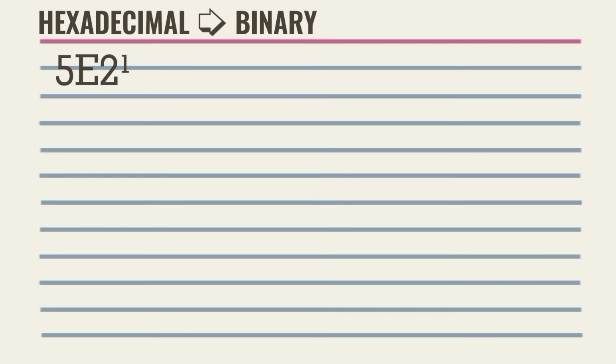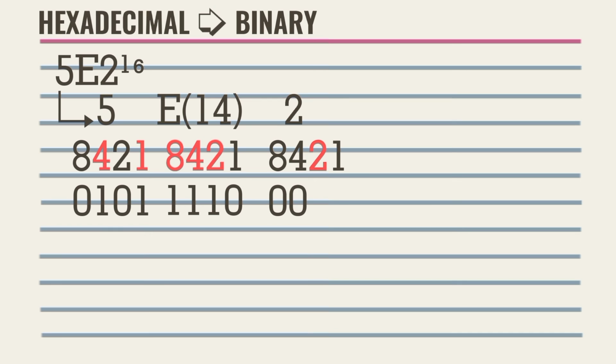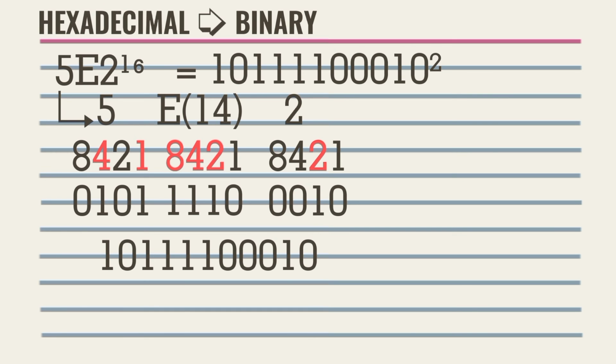With 5E2 base 16 as our given example for hexadecimal, we're going to separate and put 8421 under each symbol. So 5 is the sum of 1 and 4. Therefore, what we're getting will be 0101. Next is do the same for E, and E corresponds to 14. Since 14 is the sum of 2, 4, 8, then we're getting 1110. Now for the 2, its addend is only 2 based on the given choices. Therefore, we're getting 0010. Now put all results together and we'll get 1011110010 base 2 as the binary form of 5E2 base 16.